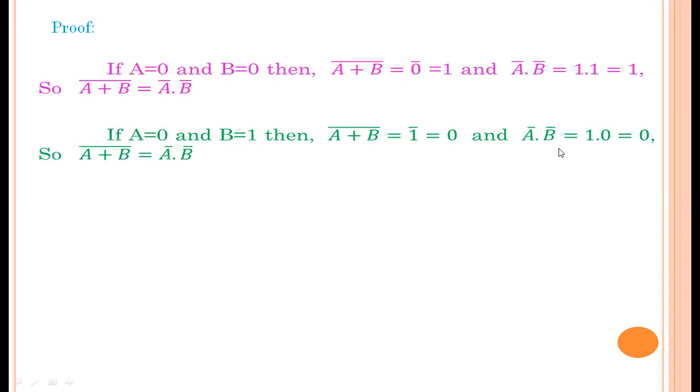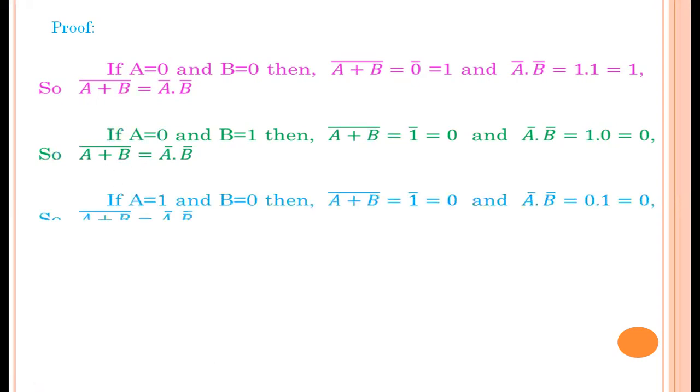And A inverter into B inverter: A inverter is 0 inverter, which is 1, and B inverter is 1 inverter, which is 0. 1 into 0 is 0. So both outputs are 0, so A plus B bar is equal to A bar into B bar. And the third combination in the above truth table, if A is equal to 1 and B is equal to 0, A plus B bar is 1 plus 0, that is 1 inverter, which is 0. And A inverter into B inverter: 1 inverter is 0, B inverter is 1, and 0 into 1 is 0. So both outputs are 0 and 0, so A plus B bar is equal to A bar into B bar.